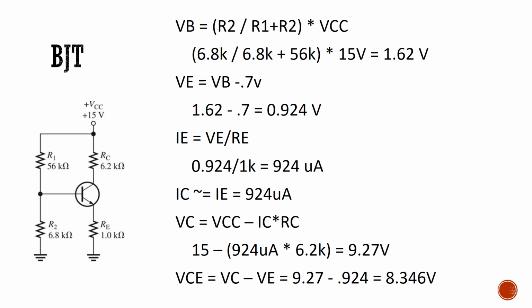All right. Then we can calculate our emitter current. We take that emitter voltage and we divide it by the emitter resistor, Ohm's law, easy peasy. So we got 0.924 volts divided by 1 kilohm, that gives us 924 microamps. IC is approximately equal to IE, so therefore IC is 924 microamps.